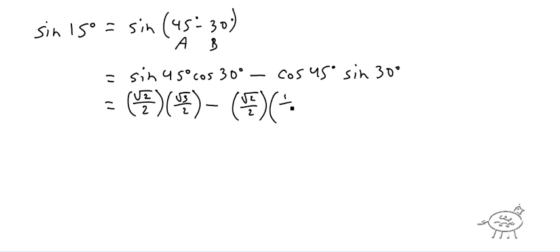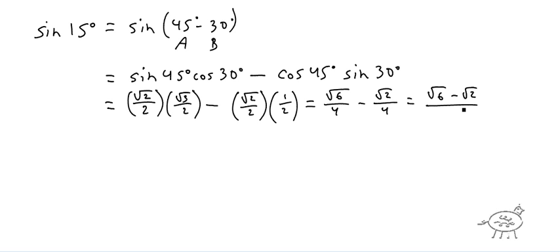And sine of 30 is 1/2. And remember, the denominator is always going to be the same. If the denominators do not wind up the same, you've got to go back because you just didn't do something correctly. So square root of 2 times square root of 3 is square root of 6 over 4 minus square root of 2 over 4. So your final answer is square root of 6 minus square root of 2 over 4.